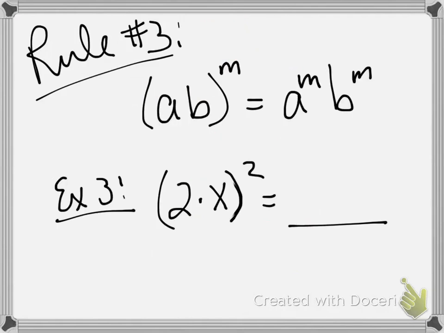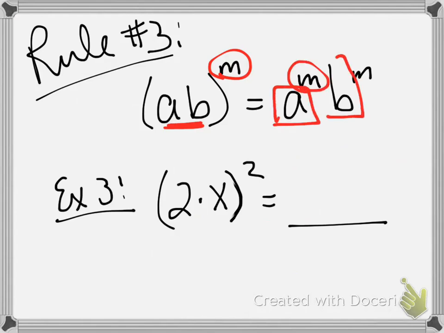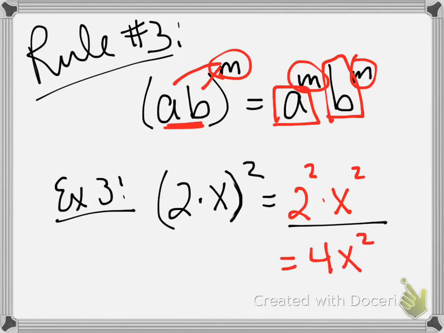The next rule is if I have something multiplied inside parentheses and then the power goes to both of those. So this is a times b to the m power. So sometimes you can't multiply the a and the b, so we're just going to put each of these individually, a to the m power and b to the m power. We're just putting the exponent on each of the variables on the inside. So example of this is if I had 2 times x inside the parentheses to the second power. Well, this would be 2 to the second power times x to the second power, or I could even go ahead and write this as 4x squared.